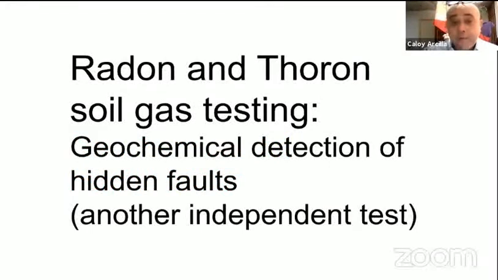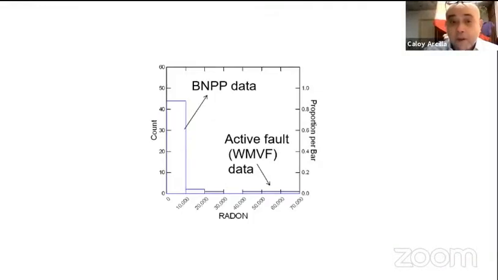And then the third test, radon and thoron gas testing, is geochemical detection of hidden faults. It's another independent test. Here are the data. X-axis is the radon content. This works this way, by the way. If there's an active fault, subterranean gases like radon will be able to go to the surface through the fault. For example, this West Marikina Valley fault, WMVS. It's a fault, by the way, that I named in a paper in the 1980s. So it's basically my fault.